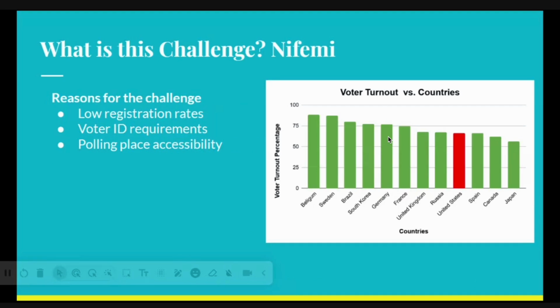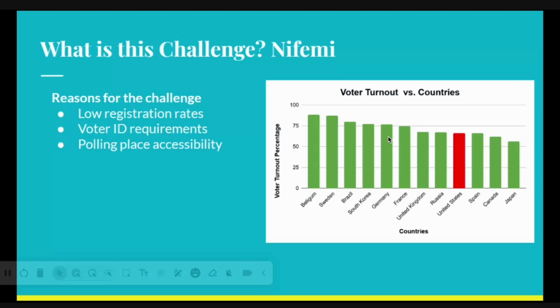There are a few reasons low voter turnout is a problem in the United States. Low registration rates is one of the contributing factors. Voter registration is left to individual voters in the United States, whereas in other countries it is either a mandatory or automatic process. Voter ID requirement is another issue. The requirements are often very strict to the point that it disqualifies a large percentage of the population, especially minority groups. Polling place accessibility also contributes to this problem.